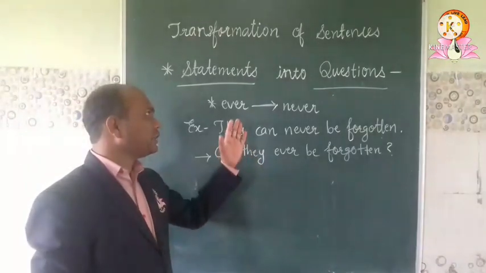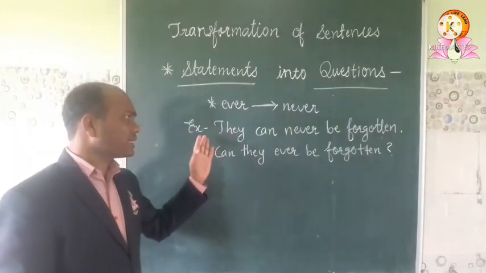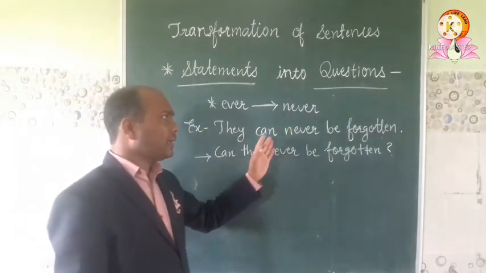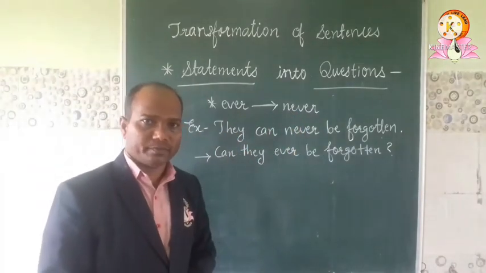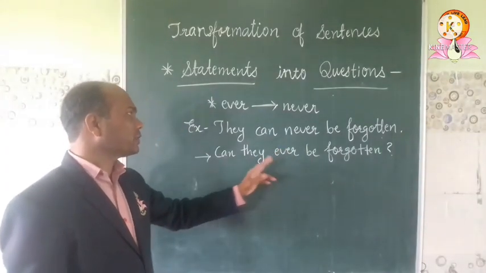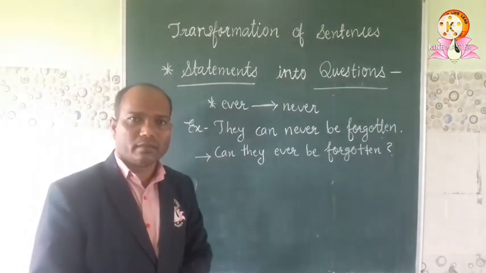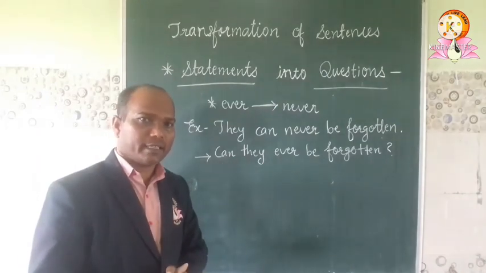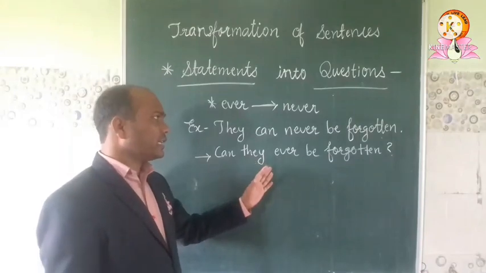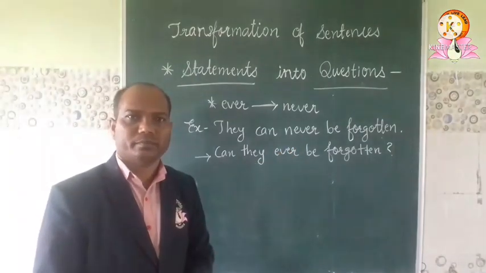Next rule, we can use "ever" instead of "never." For example, they can never be forgotten. Here, instead of "never," we can use "ever." So, can they ever be forgotten? Here, in this sentence, there is a change. Instead of "never," "ever" is used.